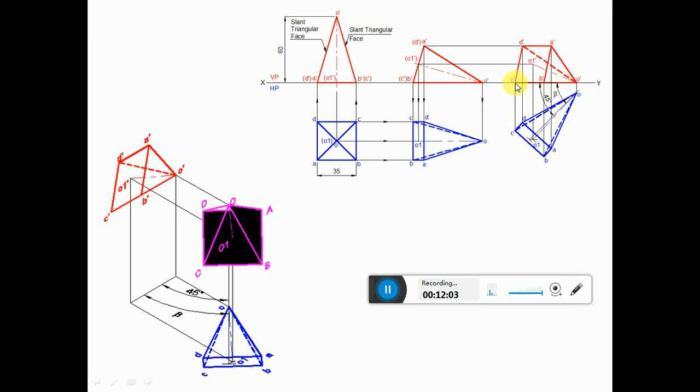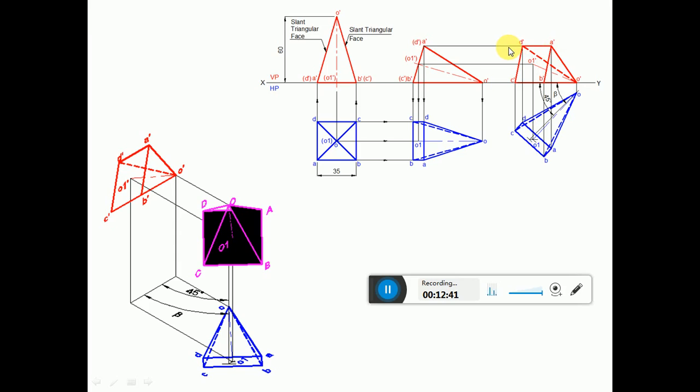To draw the front view, draw a horizontal projector from O dash, B dash and C dash. Draw a vertical projector from O to get this point O dash, and similarly draw a vertical projector from B to the XY line to get this point B dash. Draw a vertical projector from C and a horizontal projector from C dash to get this point C dash. Draw a horizontal projector from O1 dash and a vertical projector from O1 to intersect at this point O1 dash. Similarly, draw a horizontal projector from A dash, D dash and a vertical projector from A and D to get this point A dash and D dash.